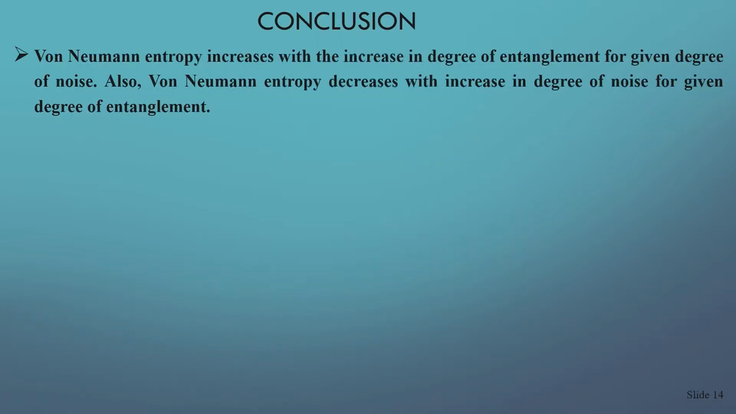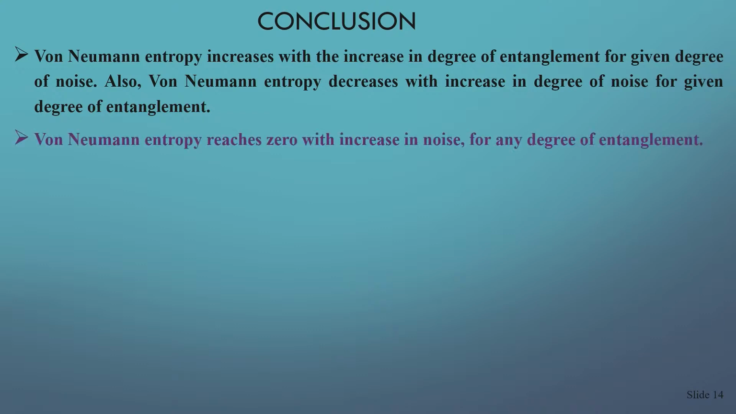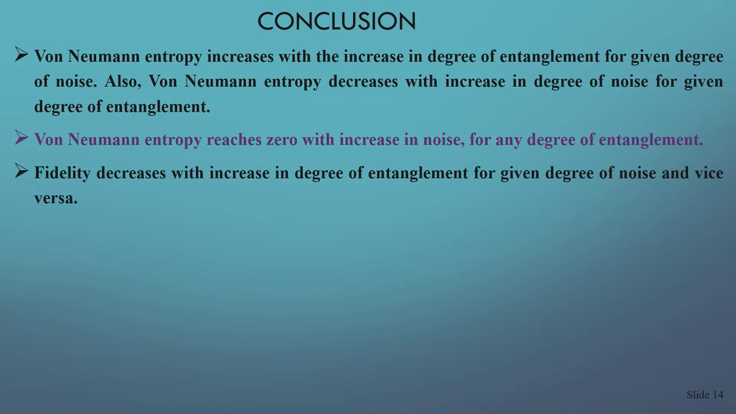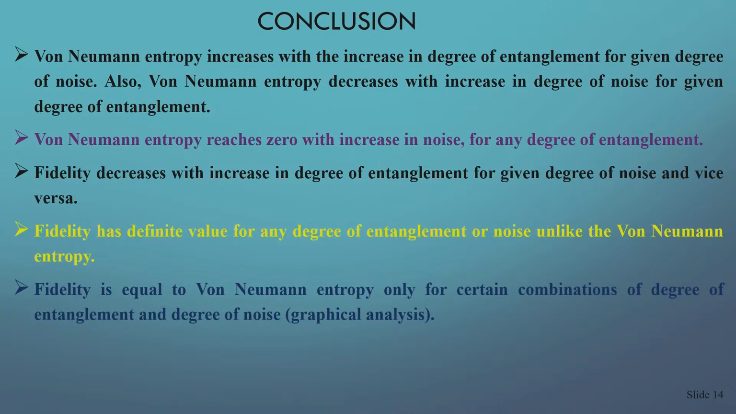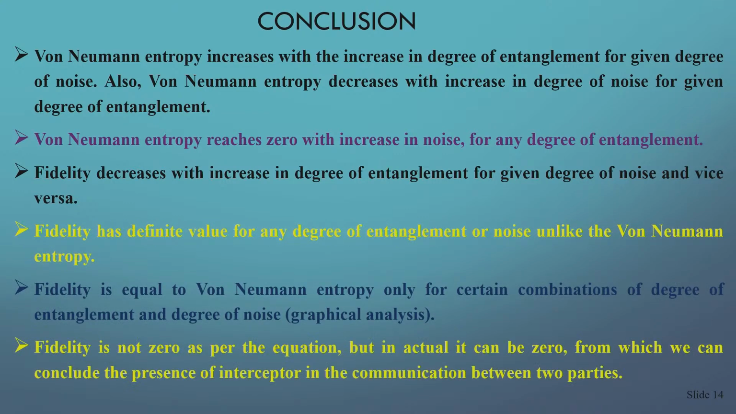Coming to the conclusions, the first one is that von Neumann entropy increases with the increase in degree of entanglement, and it decreases with the increase in degree of noise. And similarly, von Neumann entropy is 0, as we mentioned, for pure states and mixed states. Fidelity decreases with increase in degree of entanglement for a given degree of noise and vice versa. I will directly come to the last conclusion which I want to emphasize.